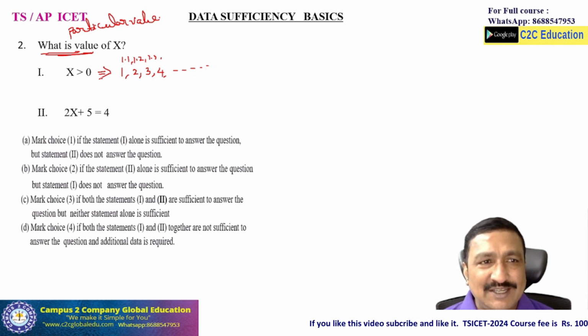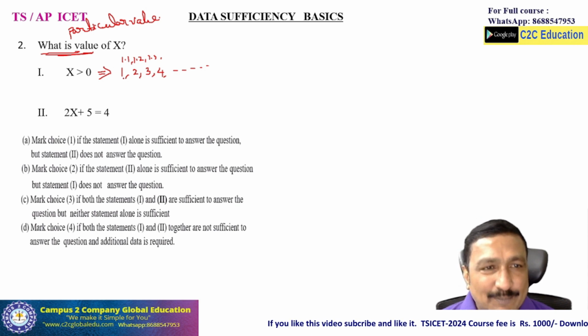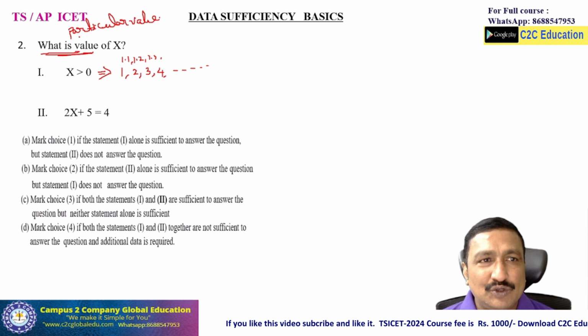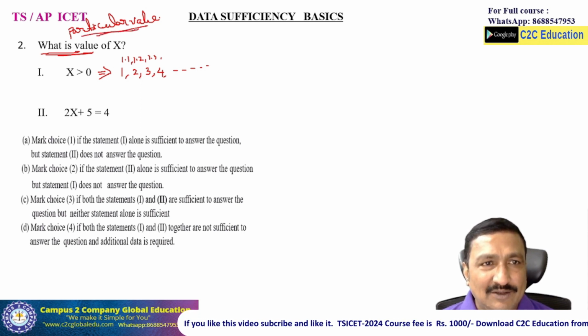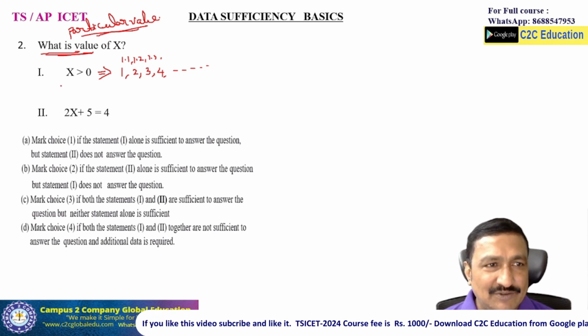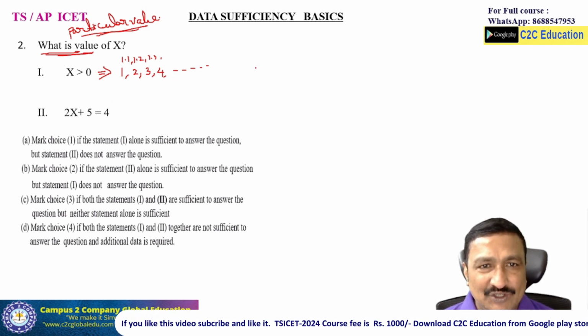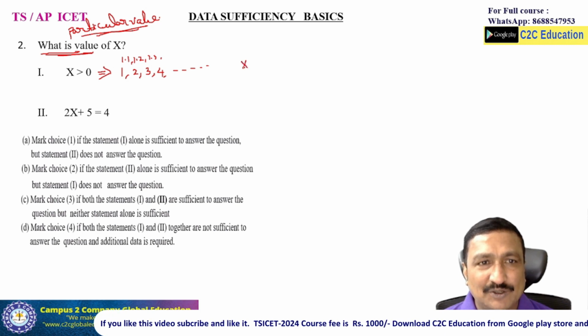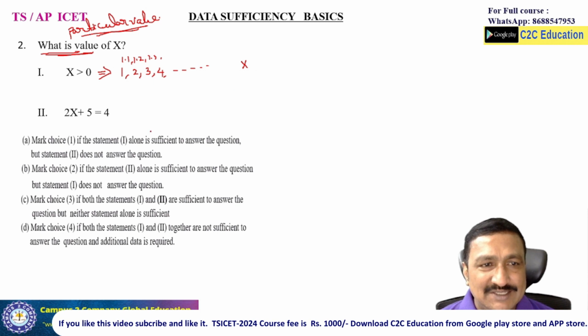So according to the first statement, we cannot say exactly, because we already discussed the basics: whenever they ask what is the value, we should say a particular value, not more than one value. But according to the first statement, we are getting more than one value. That's why the first statement is not sufficient, so we can eliminate the first option. When you eliminate the first option, you immediately go to the second statement.